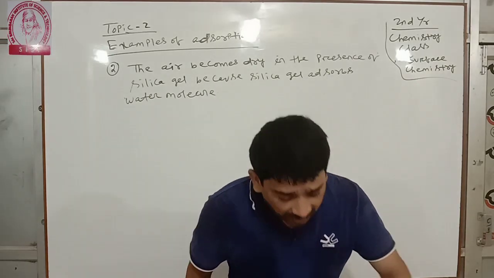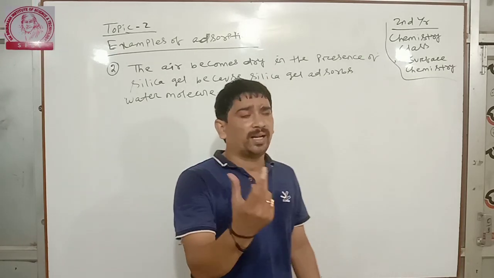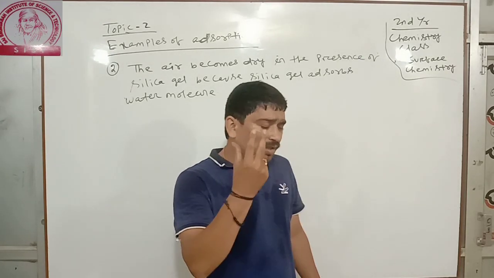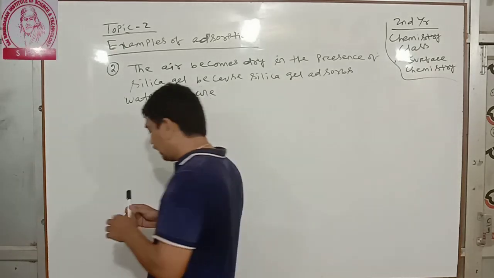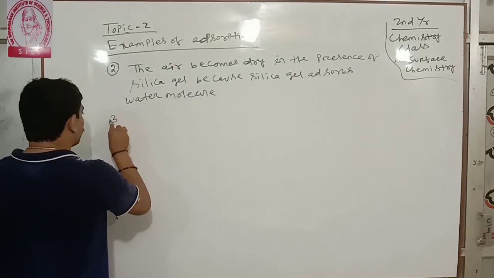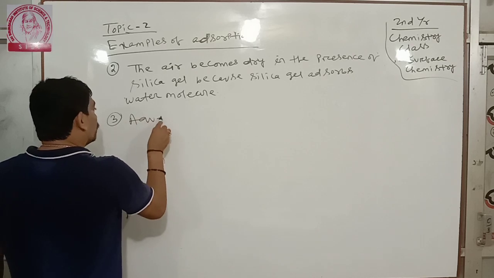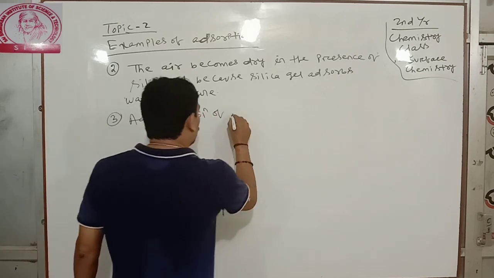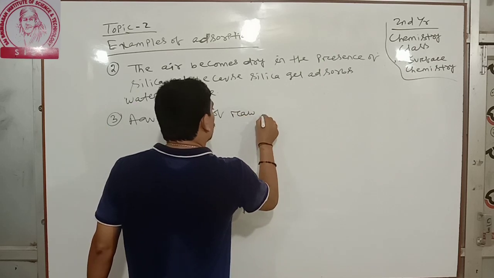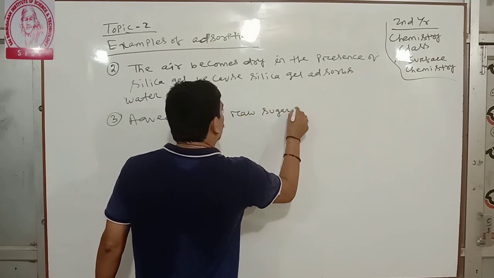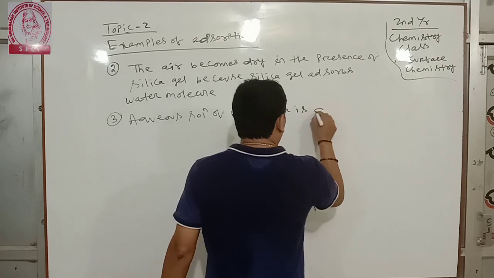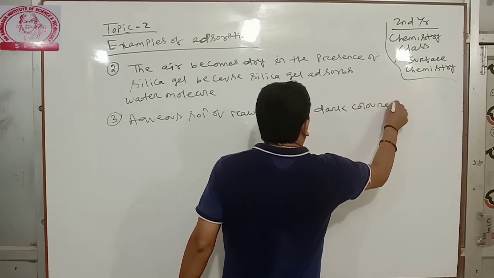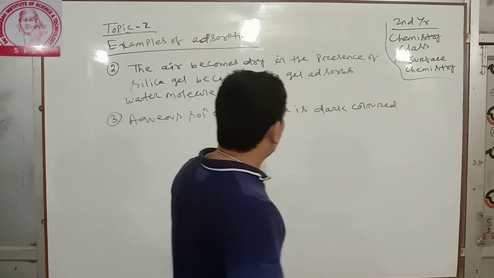So I can write: the aqueous solution of raw sugar is dark color. Simple, we can say raw sugar is dark color. Second, third example: the aqueous solution of raw sugar is dark color.